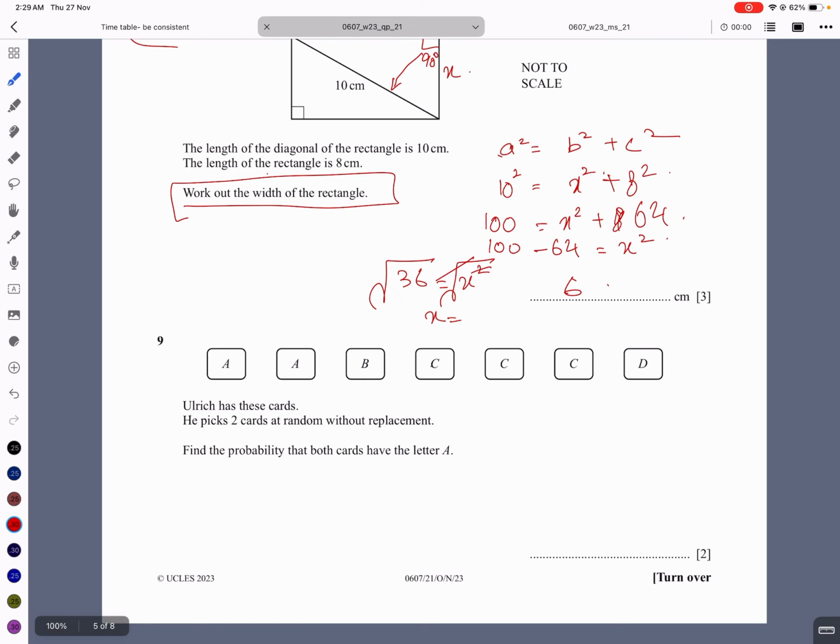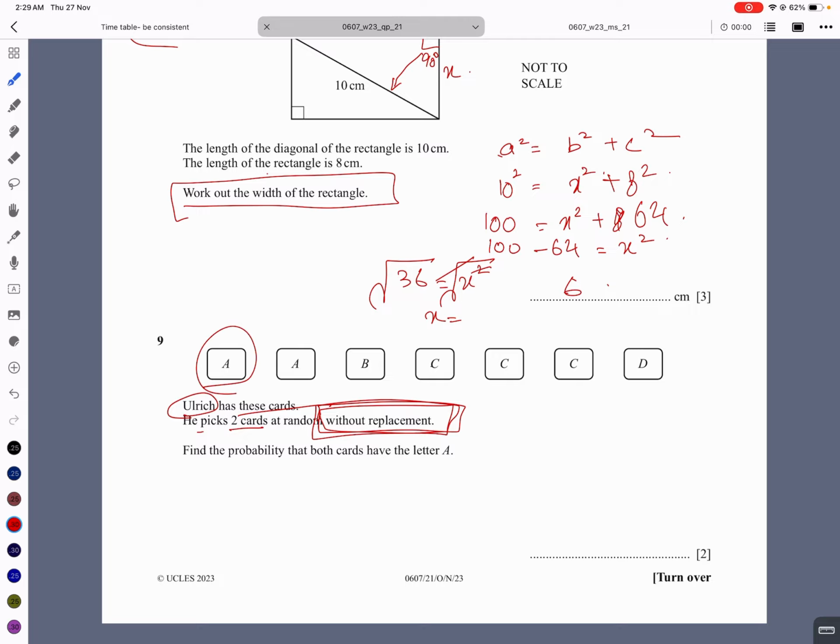Okay, so this person has 3 cards. He picks 2 cards at random without replacement. What does without replacement mean? It means when he picks the first card, he does not replace it before picking the second card. Find the probability that both cards have the letter A.